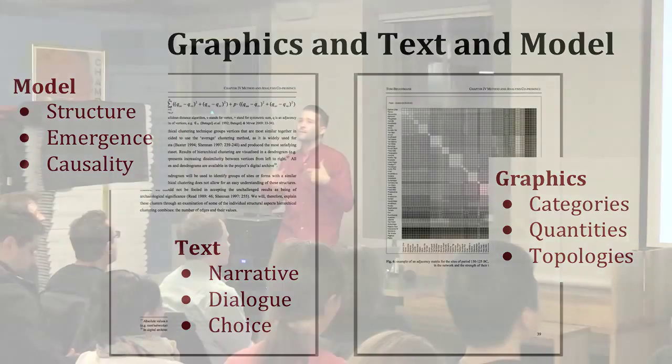The text deals with narrative and dialogue, either with other scholars or with the reader, and decisions on what to emphasize. And then the graphics, of course, for this audience, I'm going to gloss over the graphical aspect because we know graphics deal with expressing quantitative, categorical, topological, and other forms of information using visual methods.